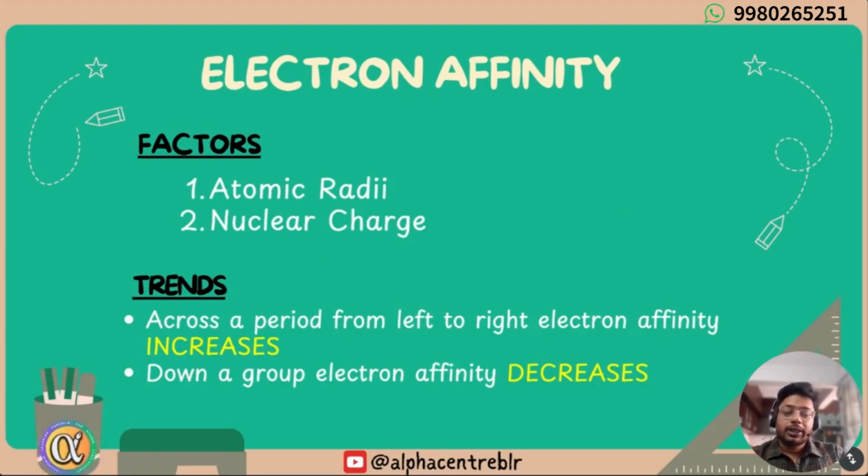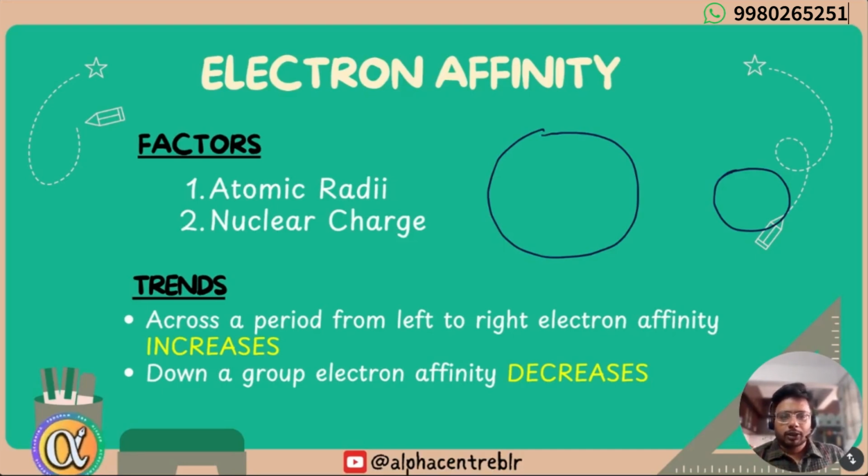Again, the trend we'll try to understand logically. For comparison, I have drawn two atoms, one bigger in size and one smaller in size. This is greater radius and this has smaller radius. Suppose an atom X gains an electron from someone else. Obviously, it will gain the electron from some other atom.